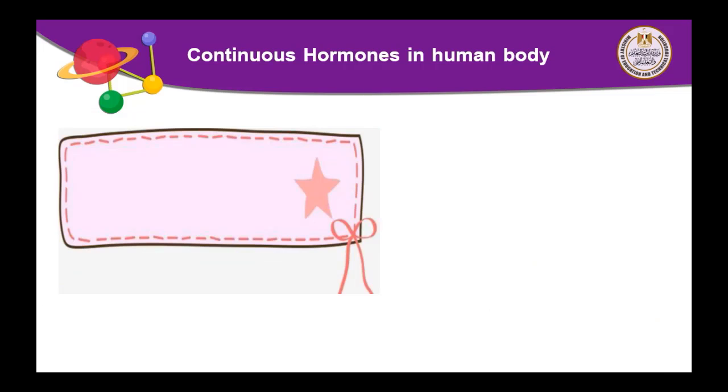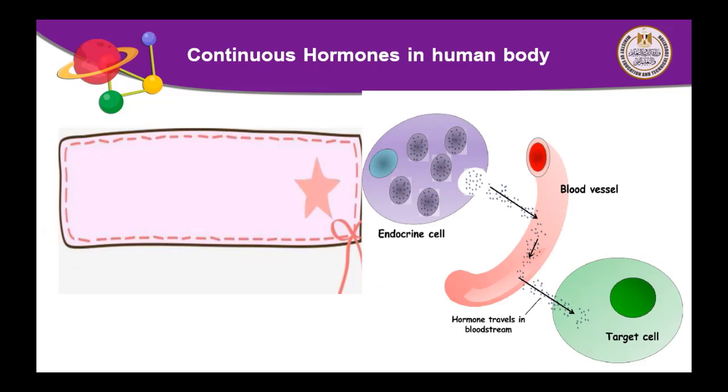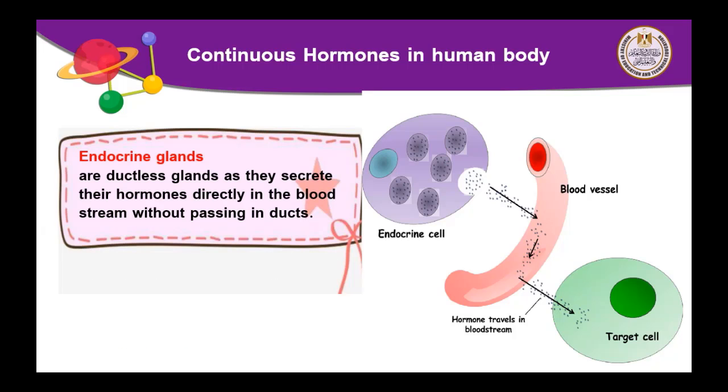The glands or organs which are responsible for the secretion of these hormones are called endocrine glands. Endocrine glands are ductless glands, as they secrete their hormones directly into the bloodstream without passing through ducts. The endocrine glands secrete hormones which affect target cells that are far away from the endocrine glands. So blood is the only way to carry hormones to the cells.